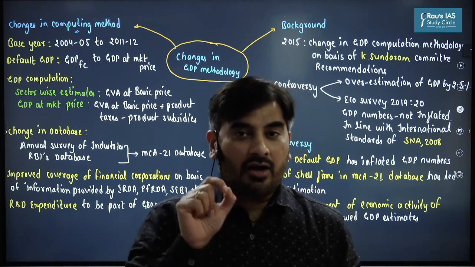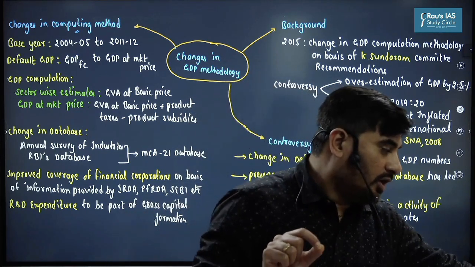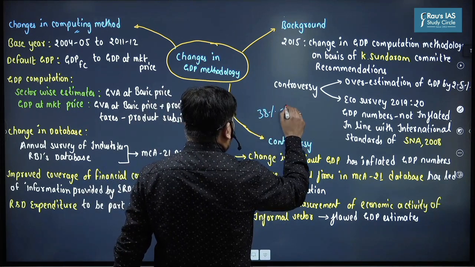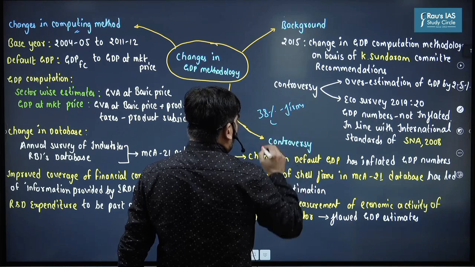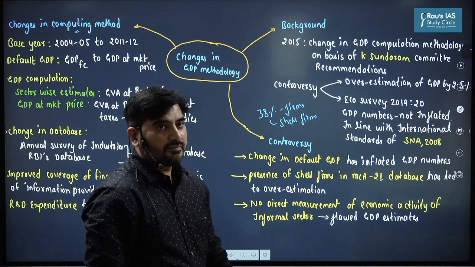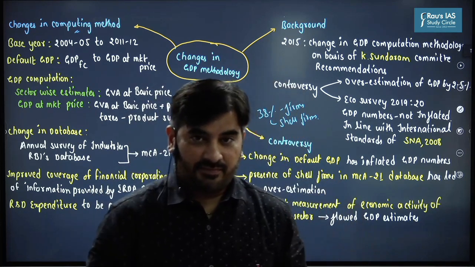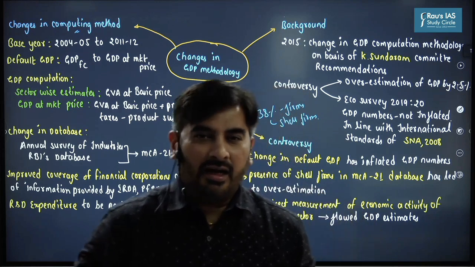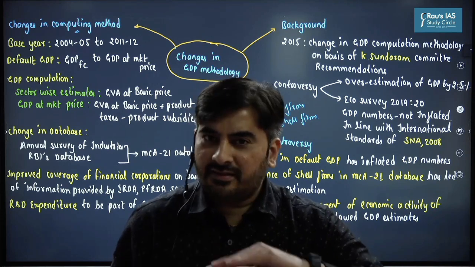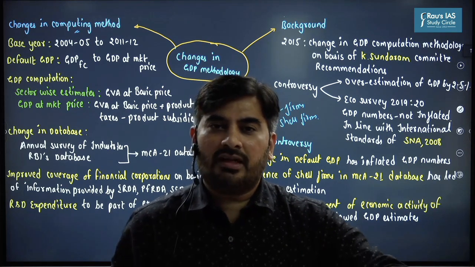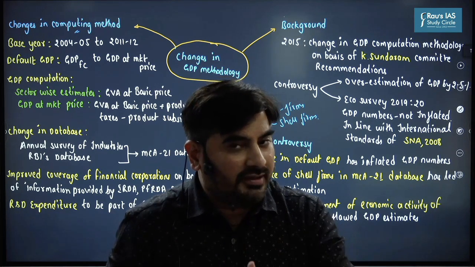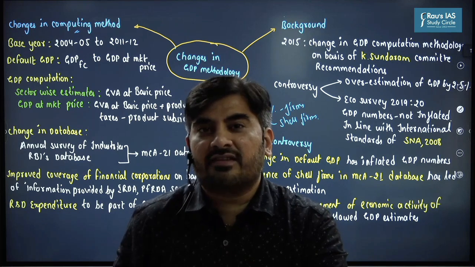For example, according to some of the economists, almost around 38% of the firms in the MCA 21 database are actually shell firms. Now, what are shell firms? Shell firms are companies which exist only on paper. These companies have been created only to convert black money into white money. They are not involved in production of goods and services.